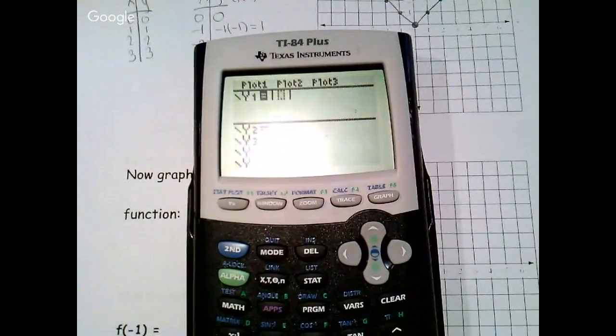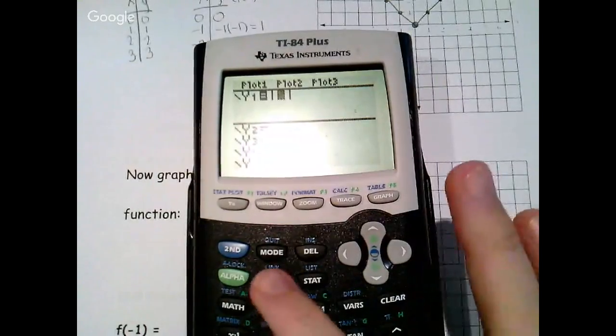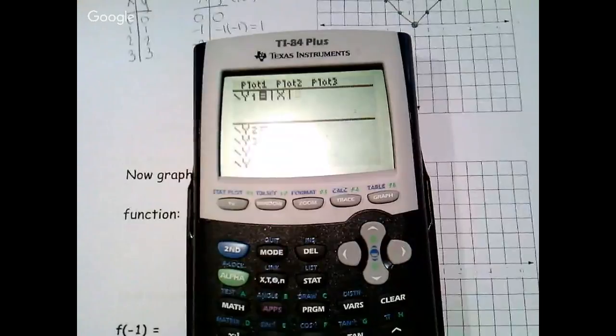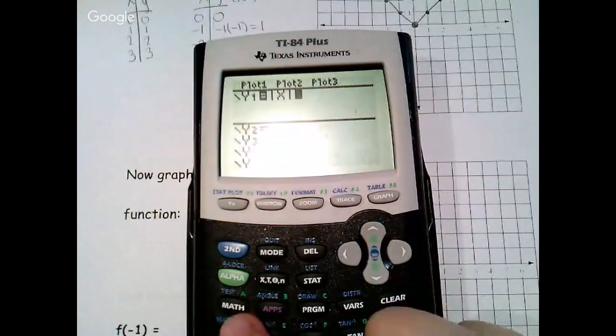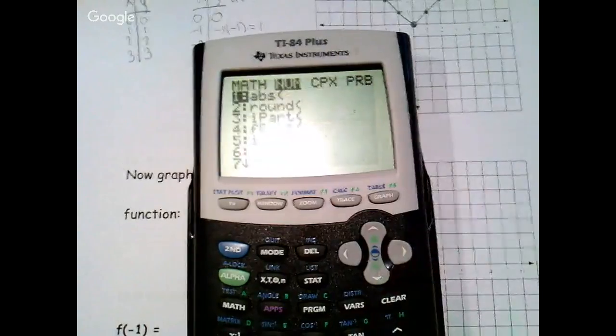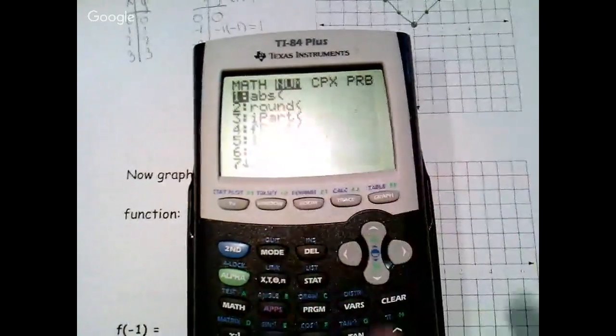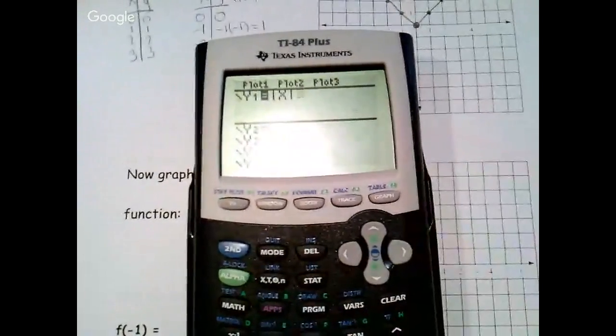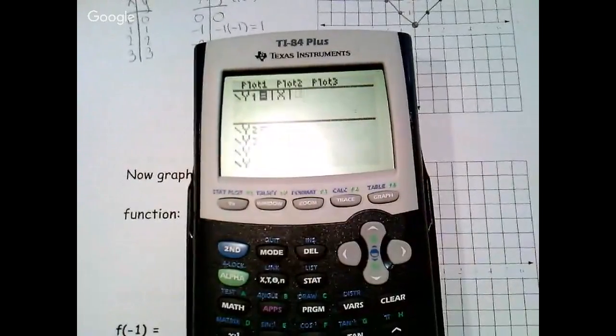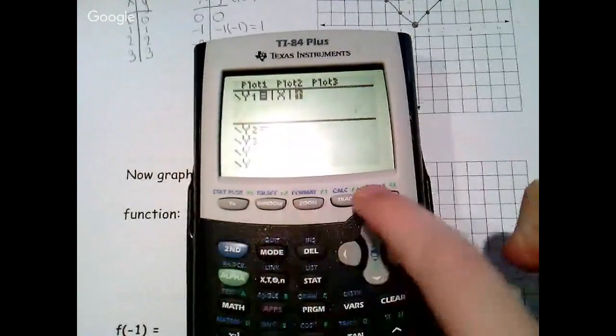And my absolute value function, remember, is y, or f of x, equals the absolute value of x. So it's going to look just like that. So I'll repeat that for you if you need to. You're going to hit math, go over to number, hit absolute value, and then enter your x in there. So then to graph this, you're going to hit second table.